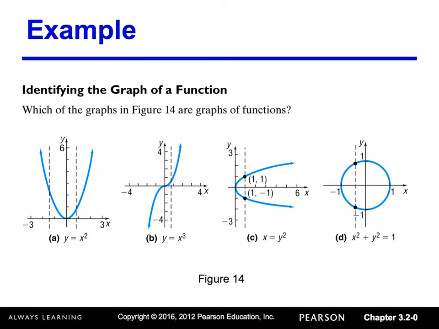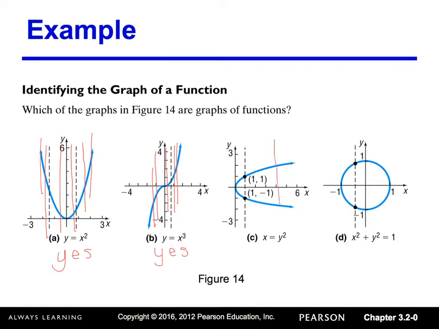So when we look at these graphs in A, it doesn't matter where I pass a vertical line, it meets that blue parabola in only one place at any time. And therefore it passes the vertical line test and is a function. We can say the same thing about B. Any of these vertical lines meet that blue graph in only one place. And so we can say, yes, that is the graph of a function.